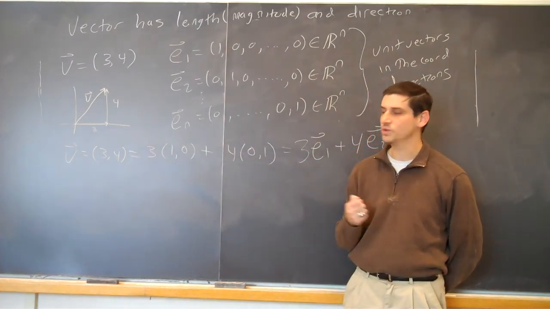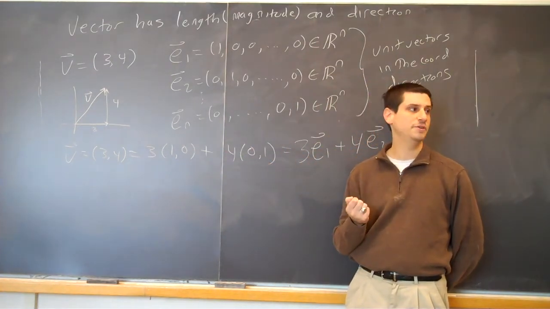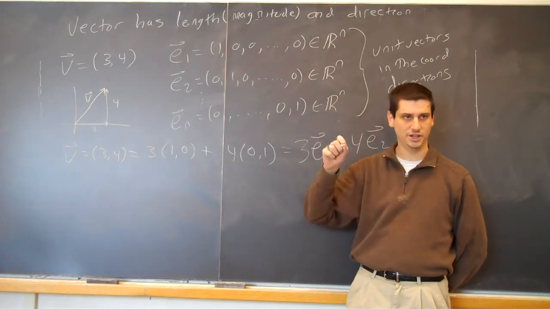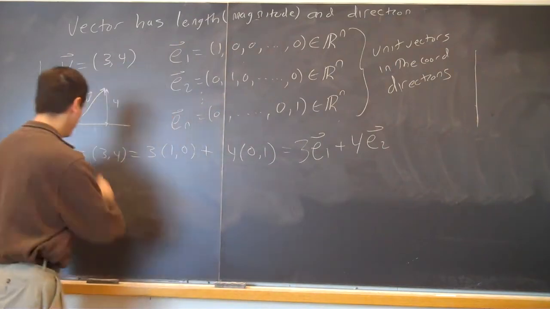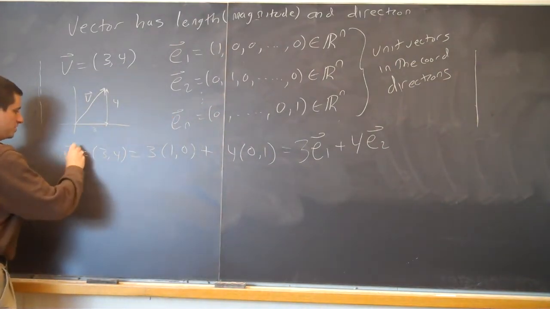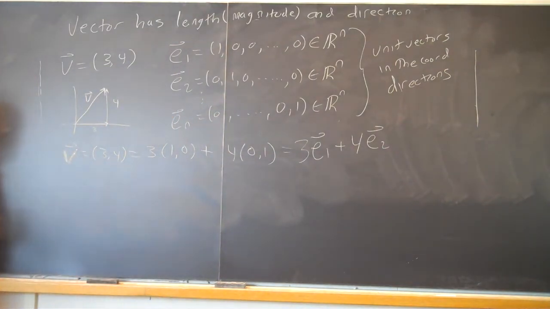Notice I'm writing my vectors with an arrow over it. Some people prefer to write vectors by writing the vectors in bold. Well, on a blackboard that doesn't really work as well. And then you'd have me shading things in, and this takes a lot of time to do.